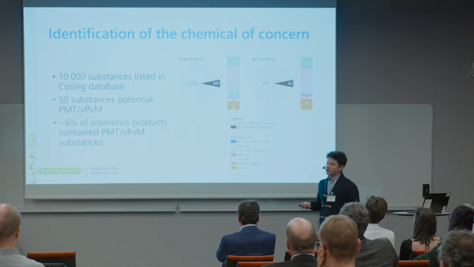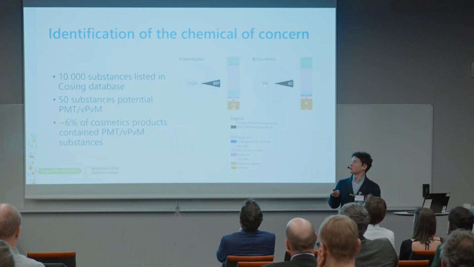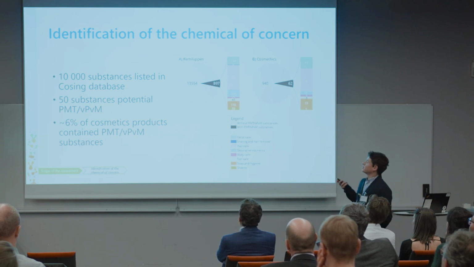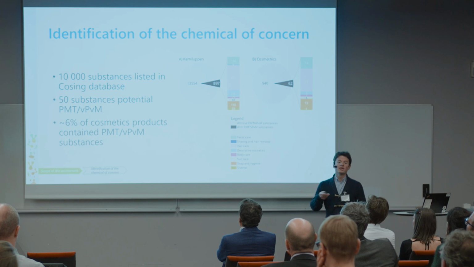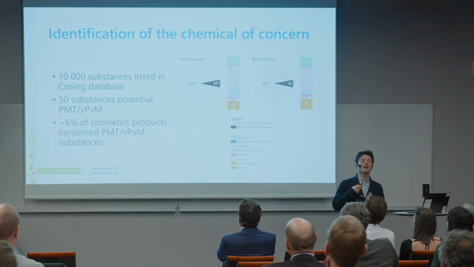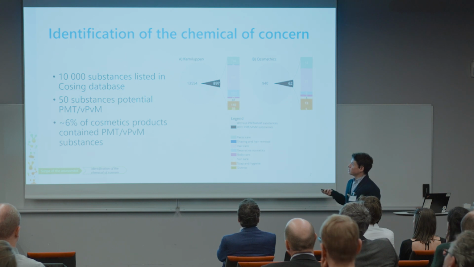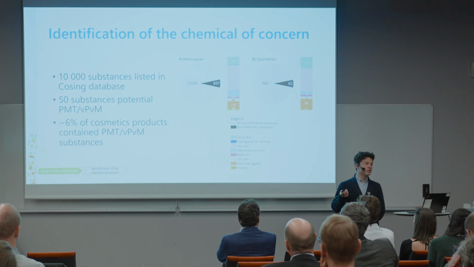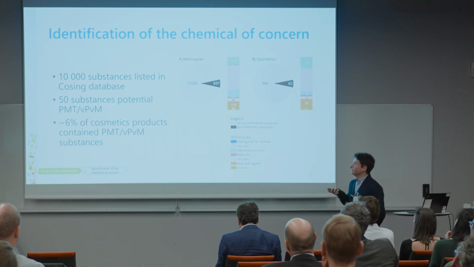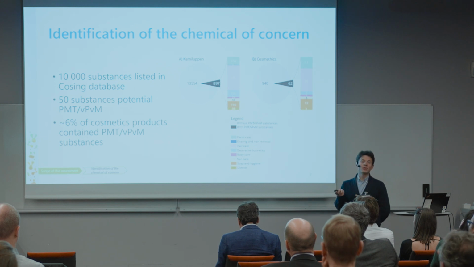To identify the chemical of concern, we used the COSING database as a starting point. There are around 10,000 substances listed in there, so 10,000 substances that can be used in cosmetic products. We screened these substances and identified the PMT and vPvM substances based on the results that Hans Peter already mentioned a bit earlier. We found that 50 of those substances can be PMT or vPvM.